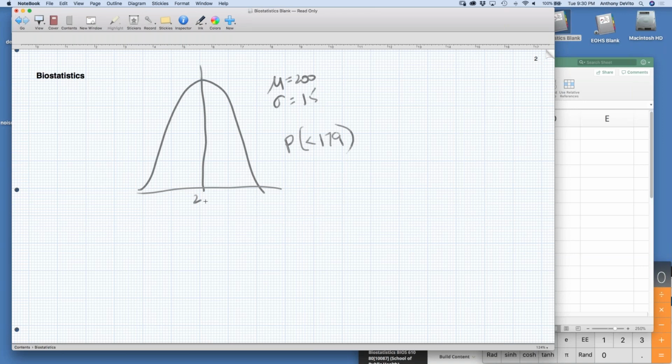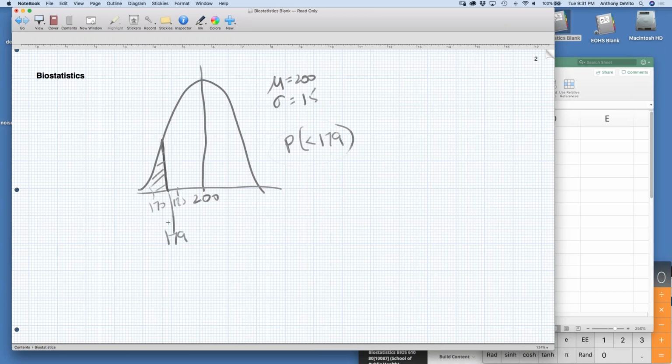Well, this is 200, and one standard deviation below was 185, and 2 standard deviations was 170. So if I were to look at this, I'd say that would be somewhere around here. I'm just doing that so I can get a rough idea what it looks like. But the probability of randomly selecting someone that has a weight less than 179 or a score less than 179 is the area here below 179.